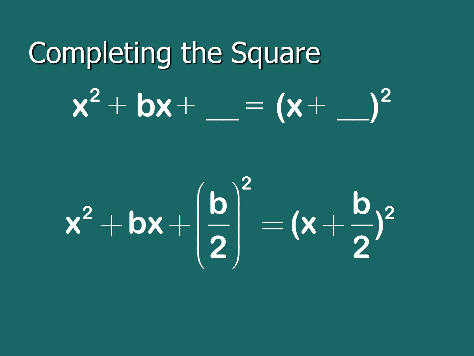The last piece I wanted to remind you of is whatever the half is, so b over 2, that's what gets put into the binomial that's going to be squared. So now I have my perfect square binomial. So this will always be the half of b, as you can see written down here. Let's look at an example.